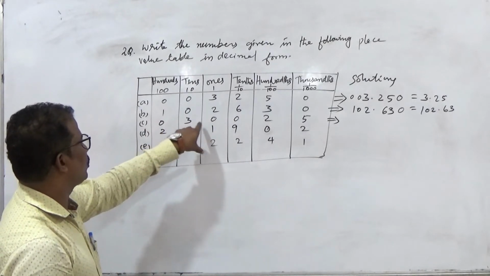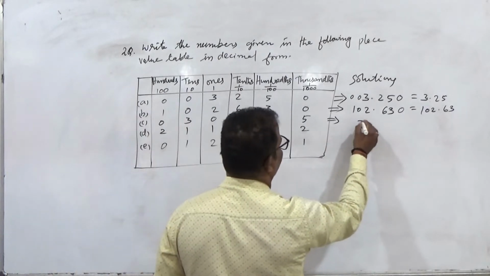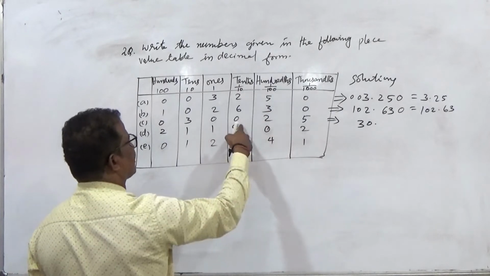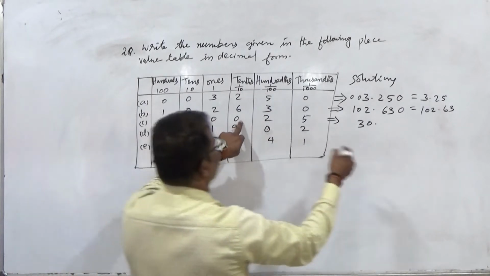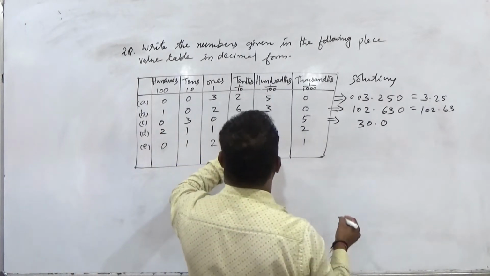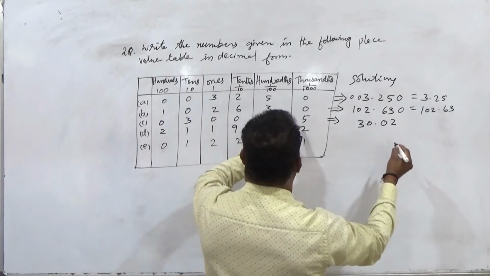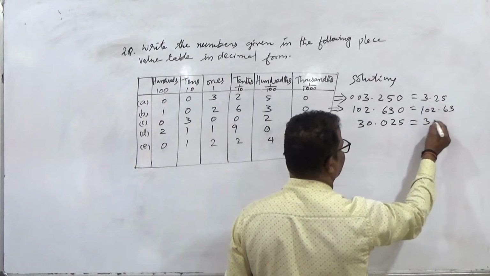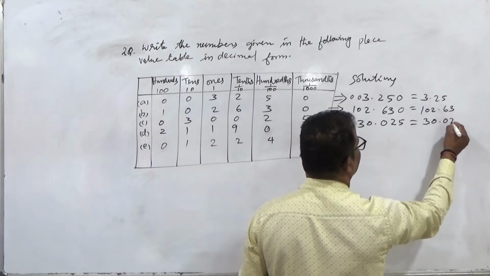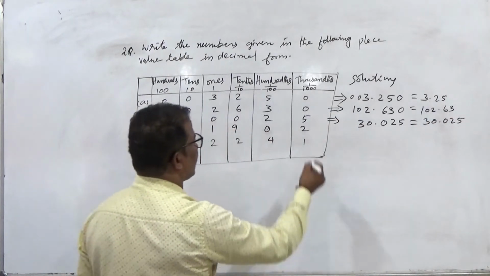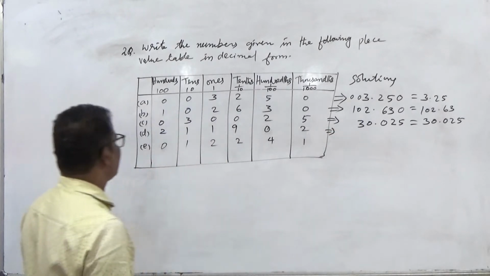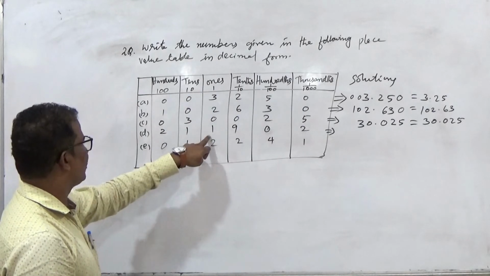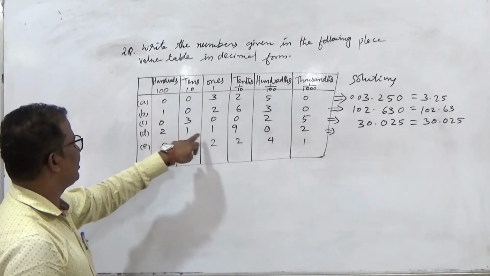Then in the C question, hundreds nothing is there, tens 3 and ones 0. That means 30, it is 30. Then the decimal place starts. Then in tenths also nothing is there, for that we can write 0. And in hundredths how much is there? 2. And in thousandths how much is there? 5. So the decimal representation of this is 30.025. And for the D question, in D, in hundreds 2, tens 1, ones 1. Together we can say 211.